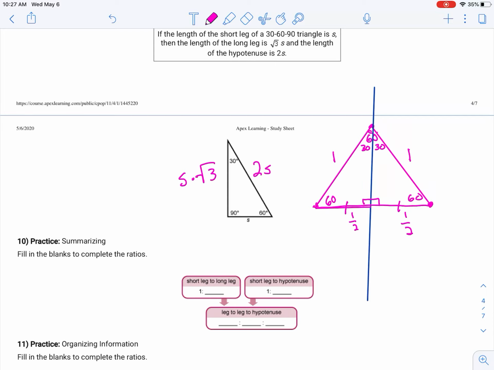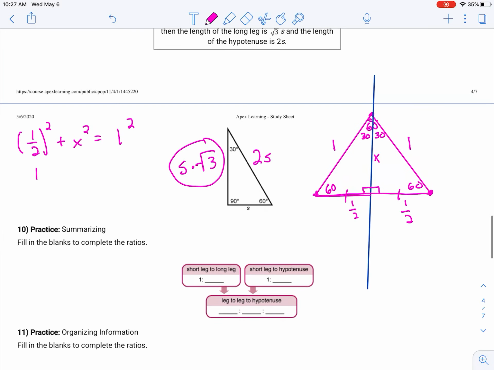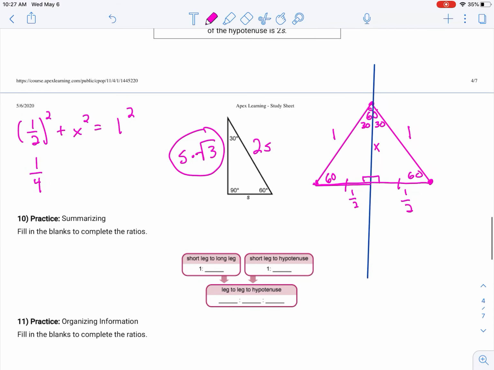Now, if I want to get even trickier and wonder why this is times the square root of 3, I could go ahead and make that x. And I could use the Pythagorean theorem. I go 1/2 squared plus x squared is equal to 1 squared. And 1/2 squared is a 4th. Okay, because 1 squared is 1 and 2 squared is 4. And 1 squared is 1.